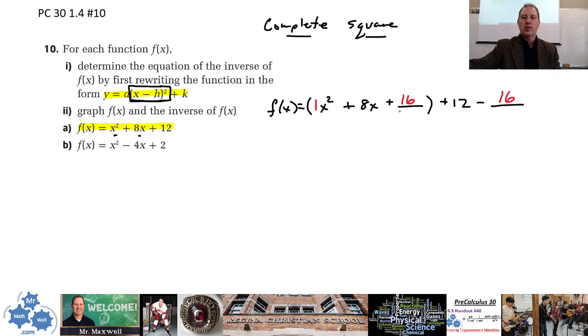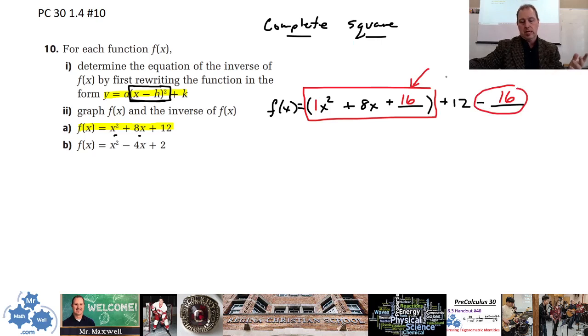Now you're saying, well, what's the use? You add, you subtract. Well, see, this part that we've added here, I'm going to use in this grouping to rewrite this part. And this part is separate, which is great that we can do that. So f of x now can be written as x plus 4, all squared. And outside here, I have 12 minus 16, which is minus 4. So that is my original f of x, written in vertex form.